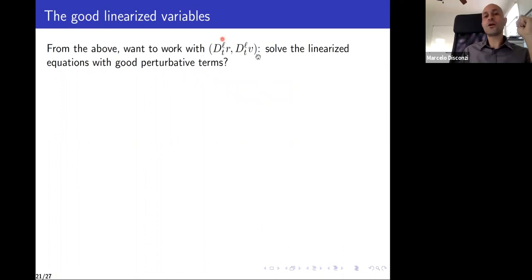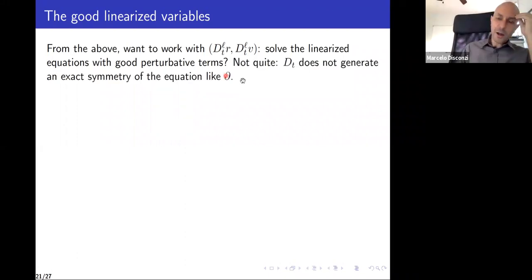Okay, so the idea is to work with material derivatives of the variables R and V, and you hope that these material derivatives are going to solve the linearized equation with good perturbative terms, because for the linearized equation, you have the basic estimate that I just mentioned before. However, this is not quite true, because the material derivative does not generate an exact symmetry of the equation like an ordinary derivative, right? So that important term for the cancellation comes precisely from the fact that you linearize the equation. But if you just take a material derivative, it commutes with itself, so it does not produce that term that's important for the cancellation.